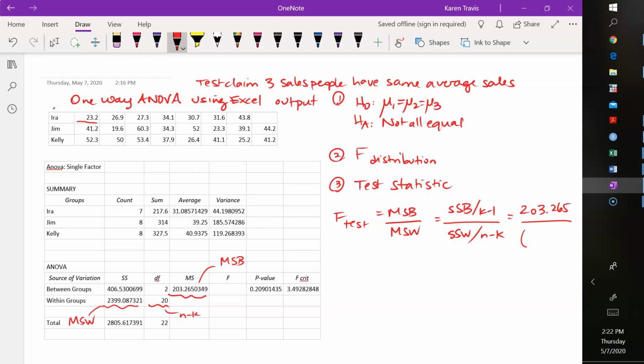So for my denominator I need 2399.087 divided by 20, which was N minus K. And so my F test will become 1.695. If you want it separately, the MSW turned out to be 119.95.